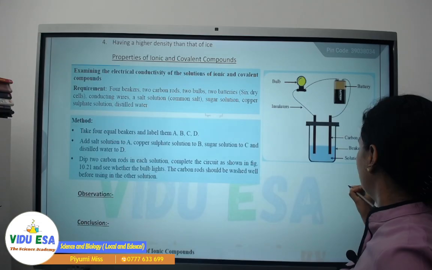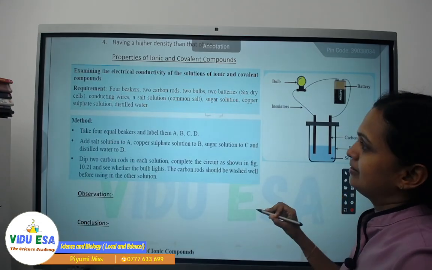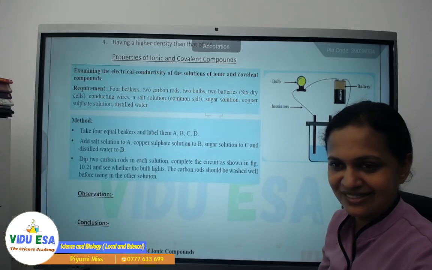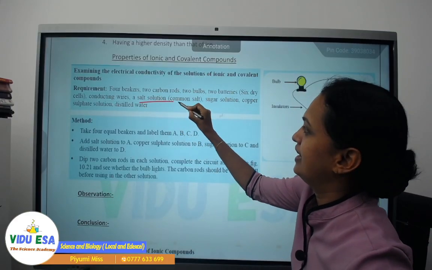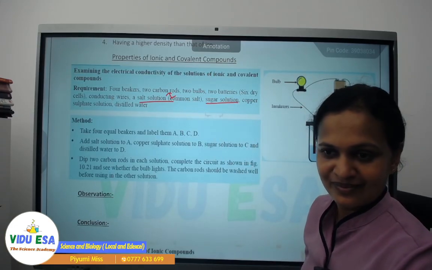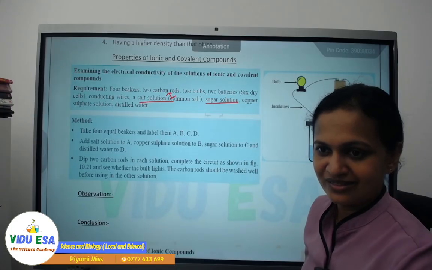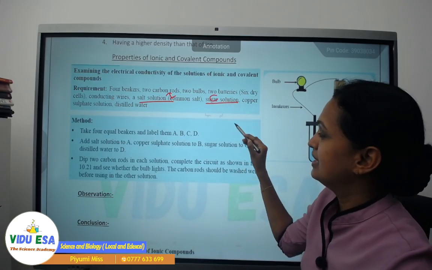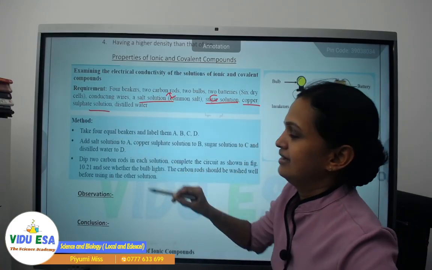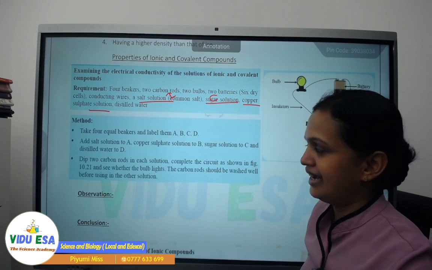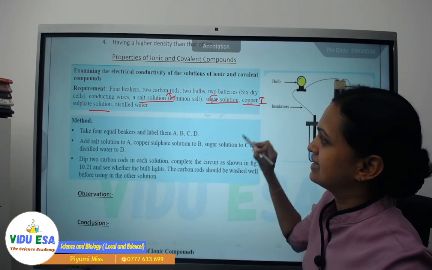Salt solution, what type of bonds are there? Ionic or covalent? Ionic. Salt solution, ionic. Next, sugar solution. Sucrose. Yes, there are covalent bonds. Copper sulfate solution, CuSO4. Ionic. Copper ions and sulfate ions.